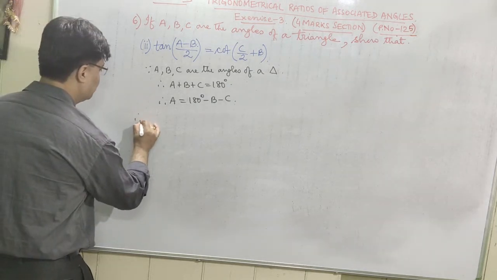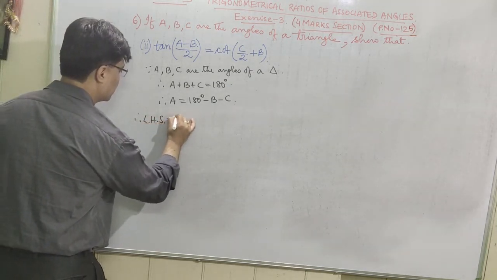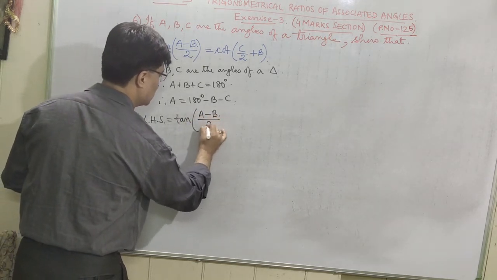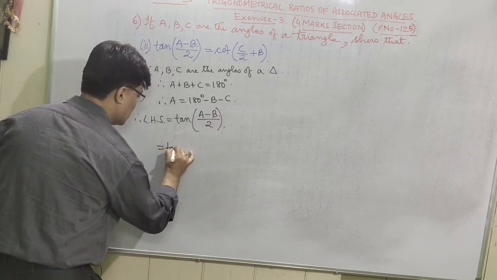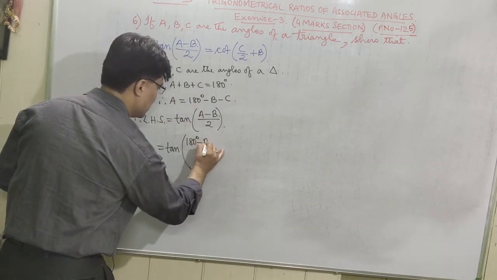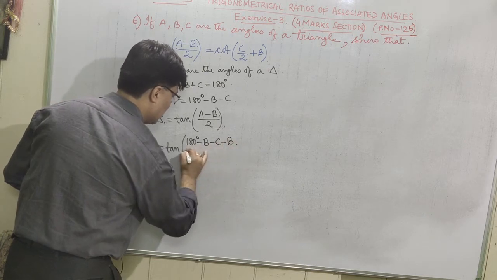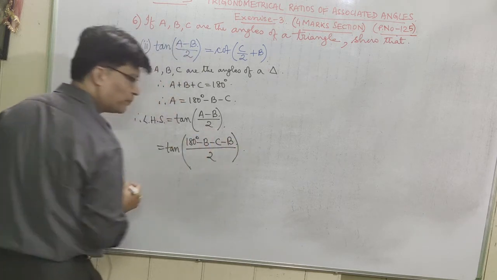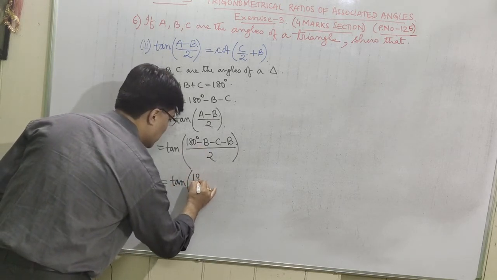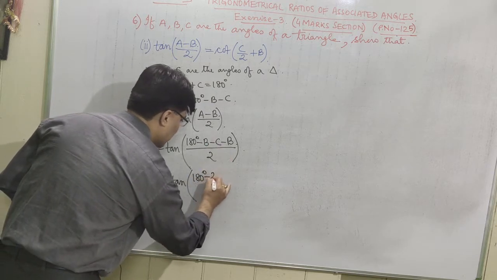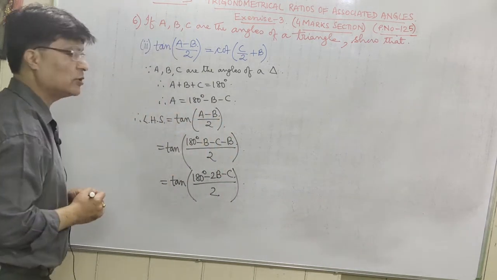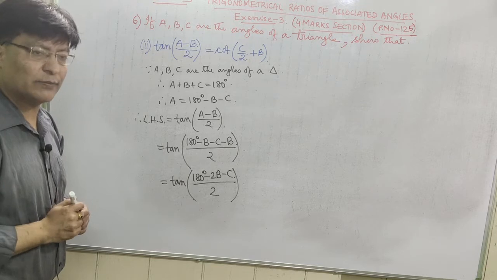So now let us write down the left hand side. Tan of (A minus B)/2, which is equal to tan of, what is the value for A out here? A is 180 degrees minus B minus C, then minus B, whole divided by 2. Okay. So which is equal to tan within bracket, it is 180 degrees minus 2B minus C, divided by 2, bracket closed. So I think you have understood it.